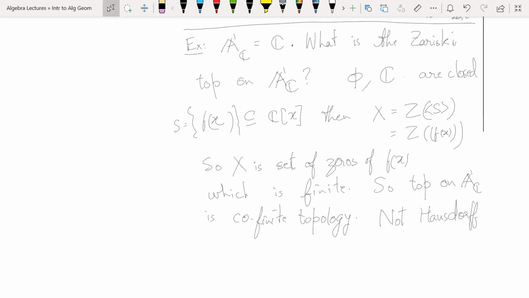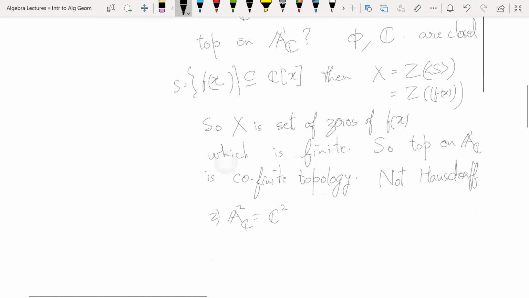So this is what happens in A1C, but there is some good news as well. Now if you look at A2C, which is C cross C, or C2 if you like, the topology here is not the product topology. Otherwise we would be in really big trouble, because the closed sets would be really limited: only finite sets cross finite sets, other than the whole set.